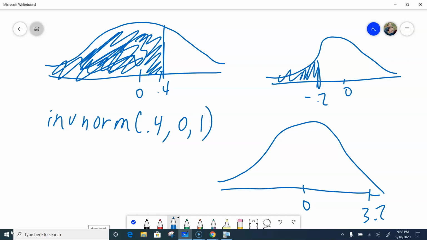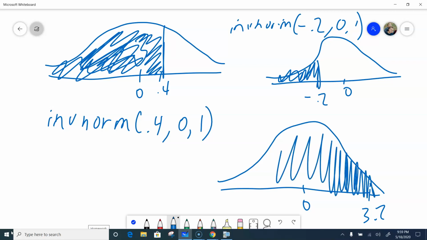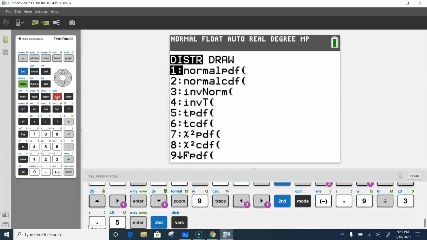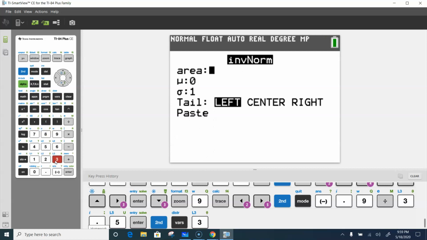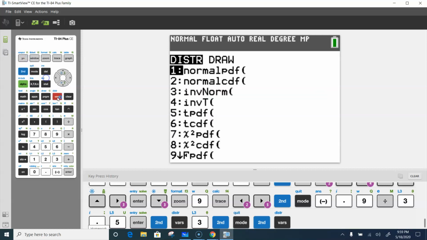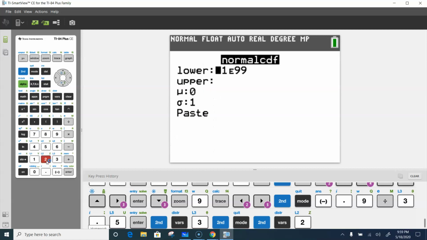Same thing here, I need the area to the left of negative 0.2, so that's also inverse norm, negative 0.2, and then 0 and 1. And then finally, this is going to be above the 99th percentile. Okay, so I'm going to use that feature on my calculator to do each of these. So that's second and the variables key. And I want inverse norm. Not inverse norm rather, but normal CDF, right? So second vars, I'm going to use normal CDF.